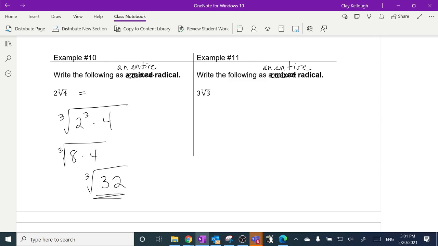And 3 times the cube root of 3, what was the perfect cube of that I cube rooted to get to 3? It must have been 27. And 27 times 3 is 81. So this is the cube root of 81. And there we have it.